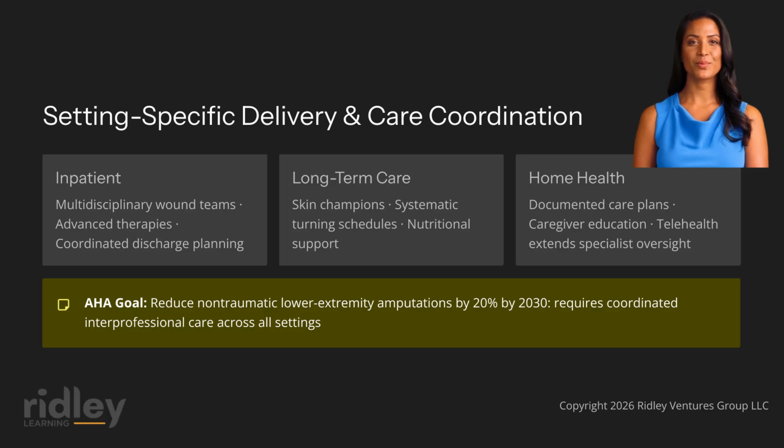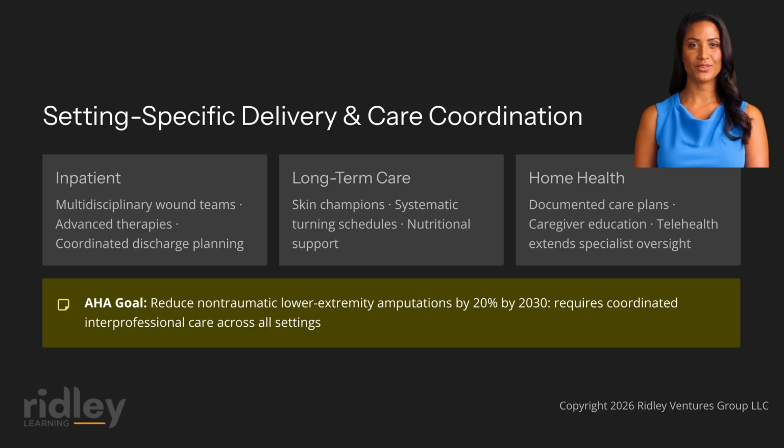Let's wrap up this module by discussing setting-specific delivery and care coordination. Wound care delivery models vary substantially across clinical settings, requiring adaptation of staffing models, intervention protocols, and care coordination strategies. In inpatient acute care, multidisciplinary wound teams support thorough assessment, advanced therapies, and coordinated discharge planning.